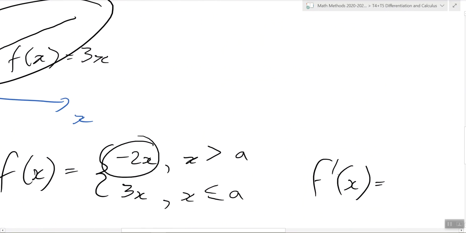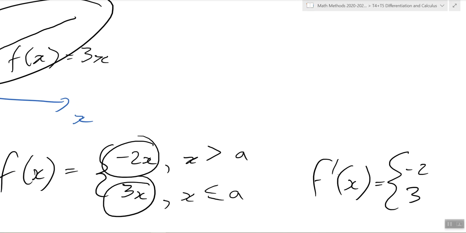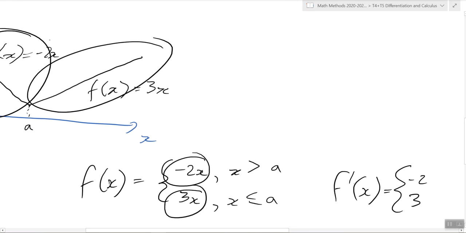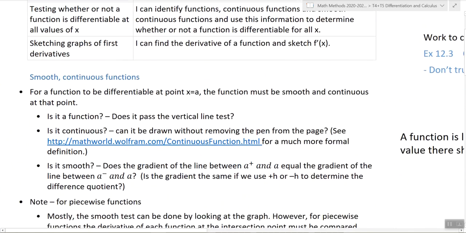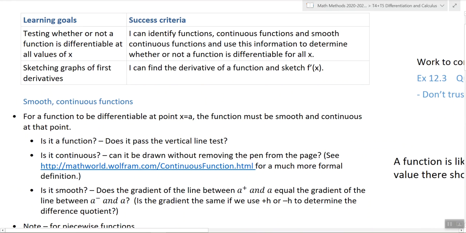So what's the derivative of that? Negative 2, and what's the derivative of that? Okay, so you're just finding the derivative of the separate functions within the piecewise function. Some questions ask you to do that in the textbook. Okay, so that's the three-step check.